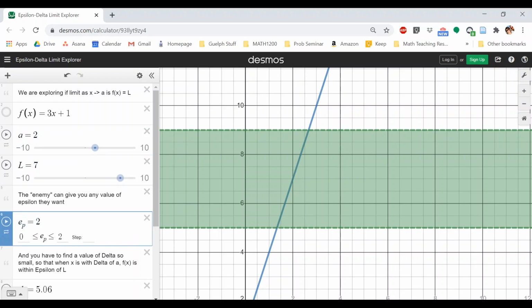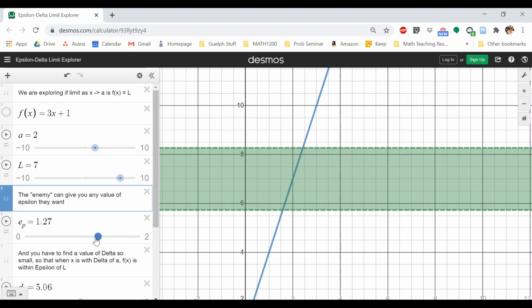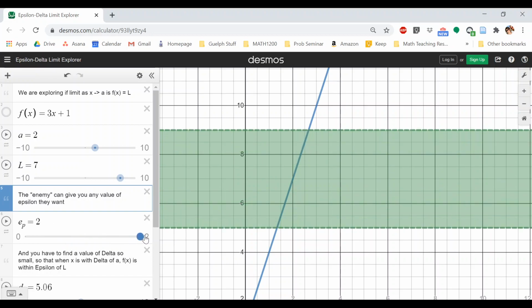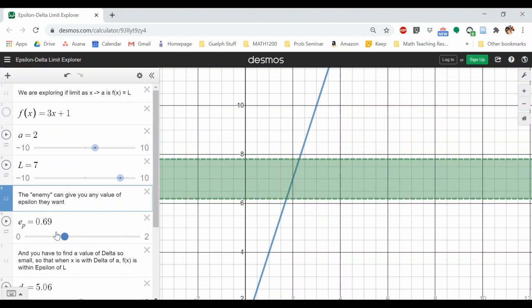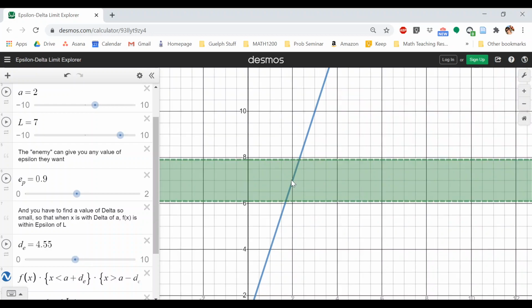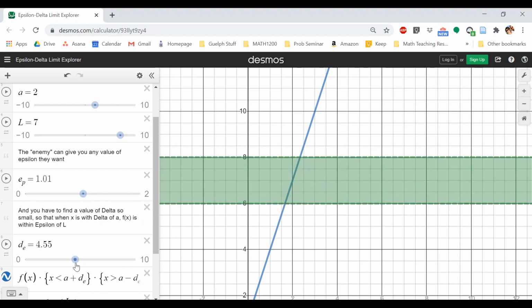And the point is that what we have to investigate is, no matter what value of epsilon somebody gives us, so they could give us any value they want, they could give us 2, they could give us 0.33, they could give us 0.08, no matter what value they give us, we have to be able to find a value of delta so that as long as we're within delta units of x equals 2, this vertical line, the function will live inside this green zone. So the green zone is what the enemy gives us. They give us epsilon, and we have to find delta that makes the function live in the zone.